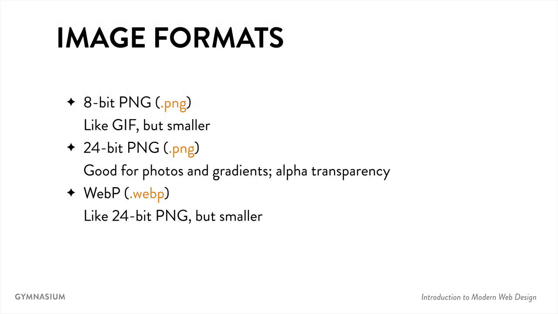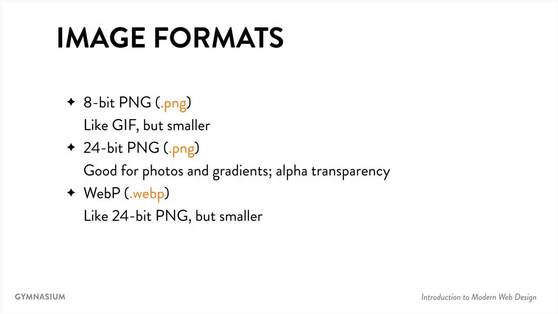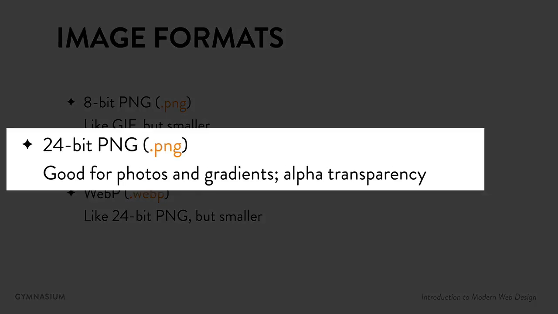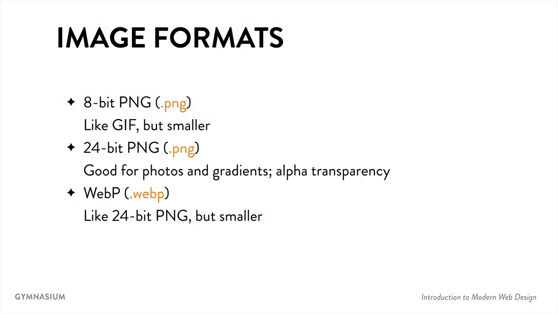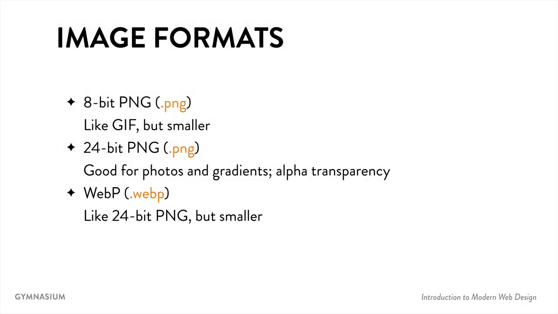Another option would be an 8-bit PNG, which is like a GIF but has a little bit better compression. Or if you need to have alpha transparency, in other words, you need transparency that is not simply on or off, but actually is graded, then you might want to look at using a 24-bit PNG. They're really good for photos and gradients, but they can be a bit larger than a JPEG. A newer format that we're starting to see is WebP. Not all browsers support it, but it's like a 24-bit PNG, but it's a little bit smaller file size.